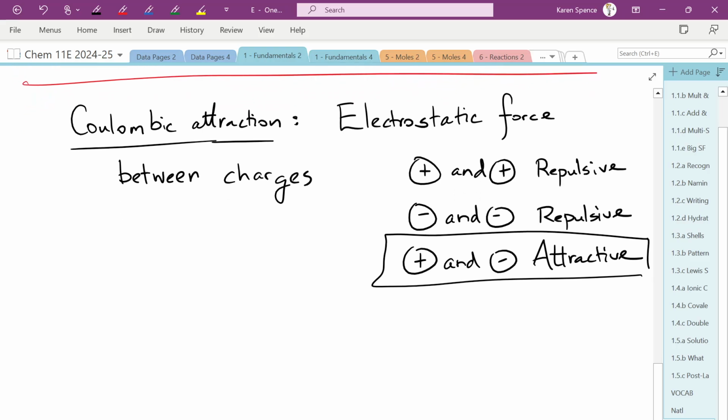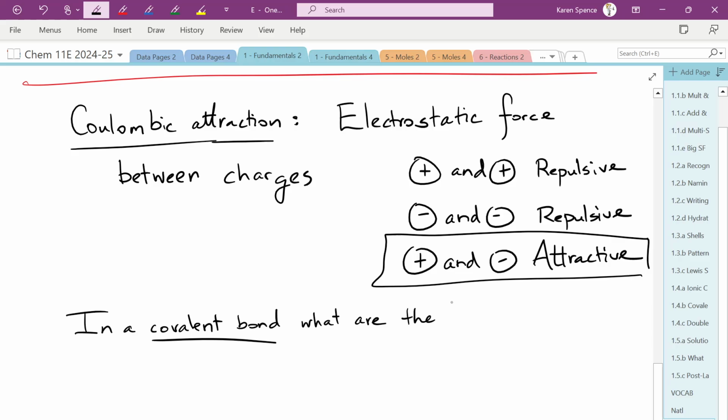And we left off with this question. In a covalent bond, what are the positive and negative things right now? Chat with your neighbor about it, okay?